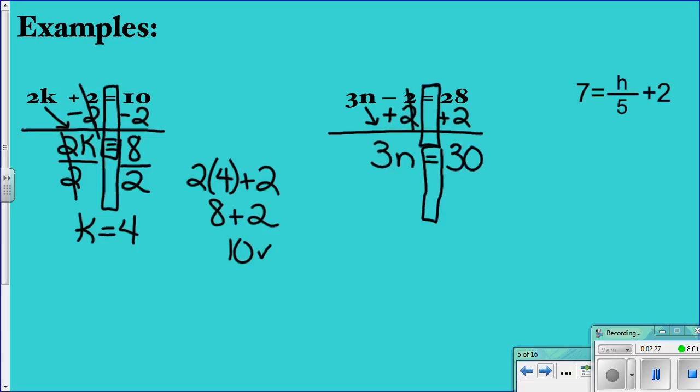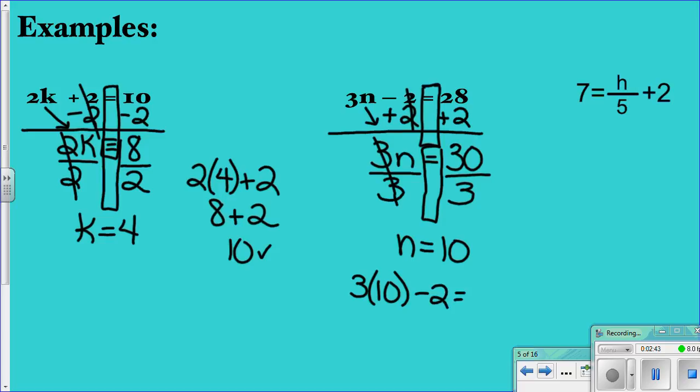Second inverse. This time 3 is attached to the n through multiplication. You're going to divide. Inverses cancel. 30 divided by 3 is 10. Let's check it. Three times 10 is 30, minus 2, that is 28.